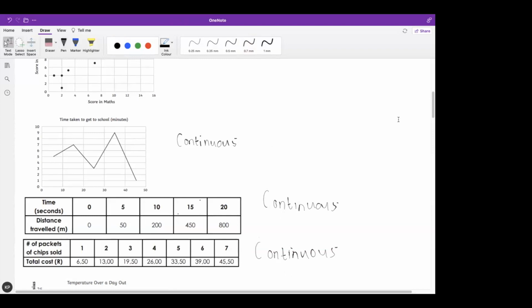Okay. Can it be both? No. It cannot be both, Kanyo. It's either continuous or it's discrete, okay?